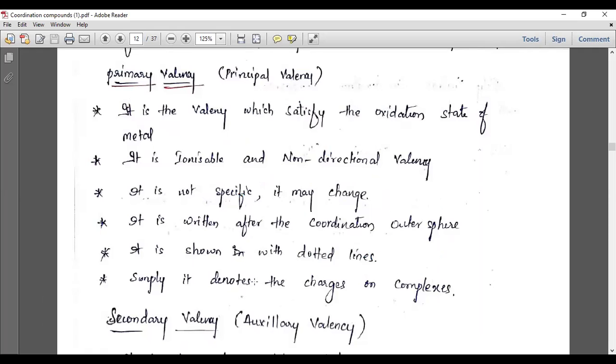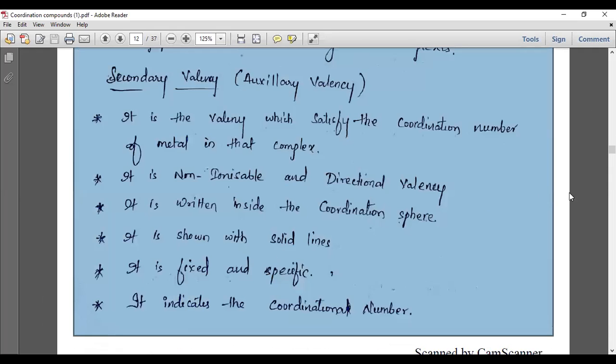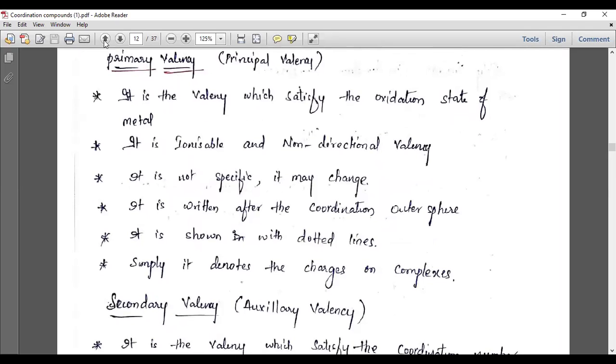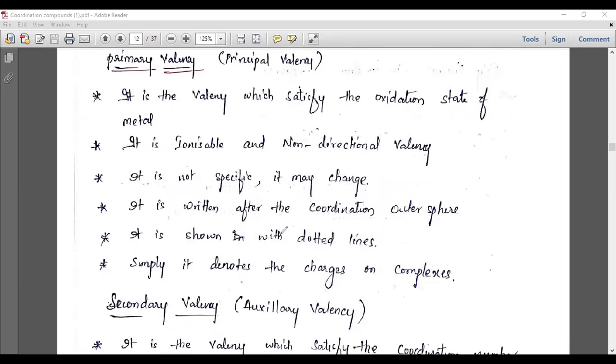So let us understand the secondary valency now. The primary valency we have already seen. This valency satisfies the oxidation state of the central metal ion, and it is an ionizable valency. It has no direction, it is not specific, and it may change. How it will change, I will tell you here. It is written outside the coordination sphere, shown with dotted lines, and simply denotes the charges on the complexes.